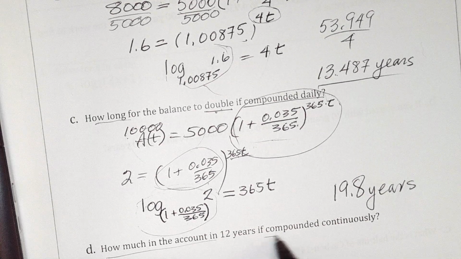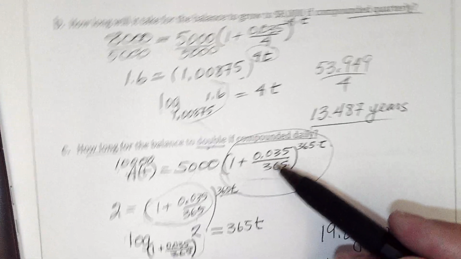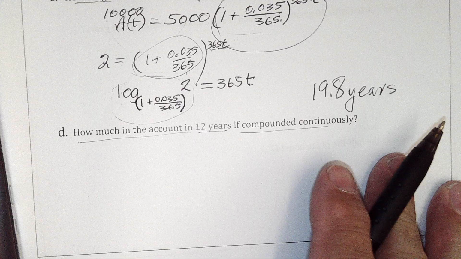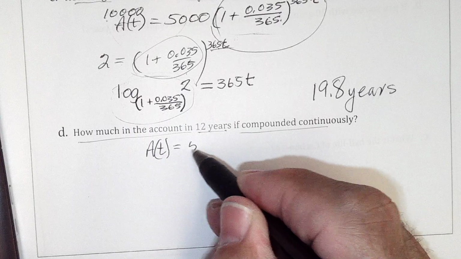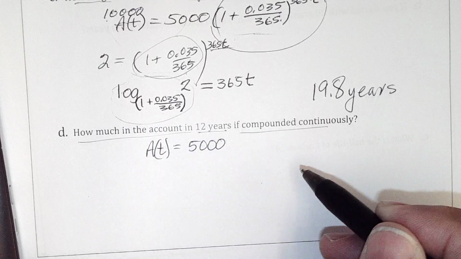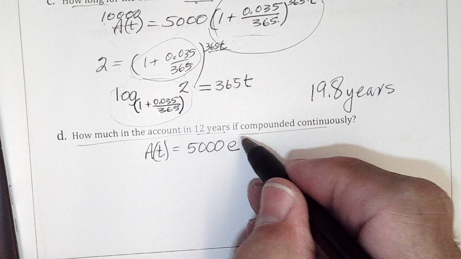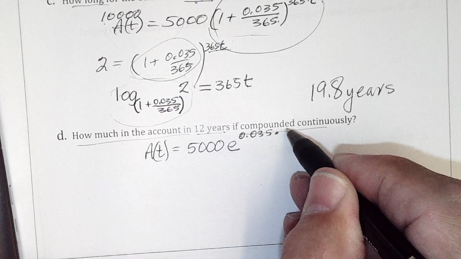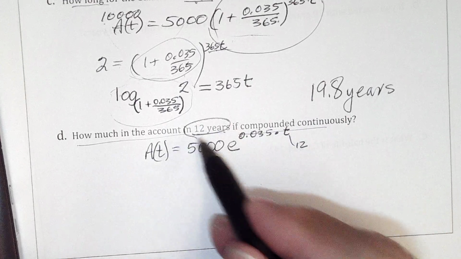And now, if I compound continuously in 12 years, I should get a little bit more than 12 years compounded monthly. The other ones we solved for time. So let's figure out what this one is. That's the other formula. The amount after some time is the starting amount, A0, A at time 0, e to the interest rate that it's increasing by, which is 0.035 times t, which in this case is 12 years.